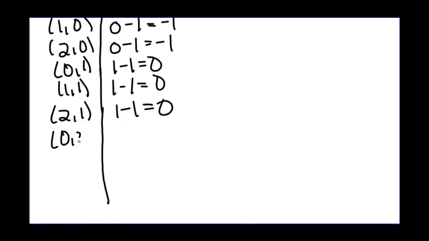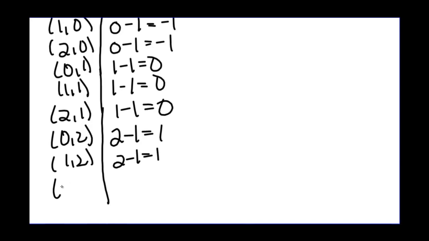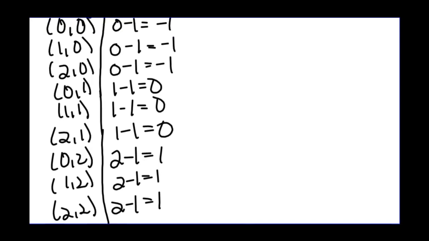At 0, 2, our y-coordinate is now 2, so 2 minus 1 is 1. At 1, 2, we have 2 minus 1 is 1. And at 2, 2, we have 2 minus 1 is 1. So we can graph these slopes.